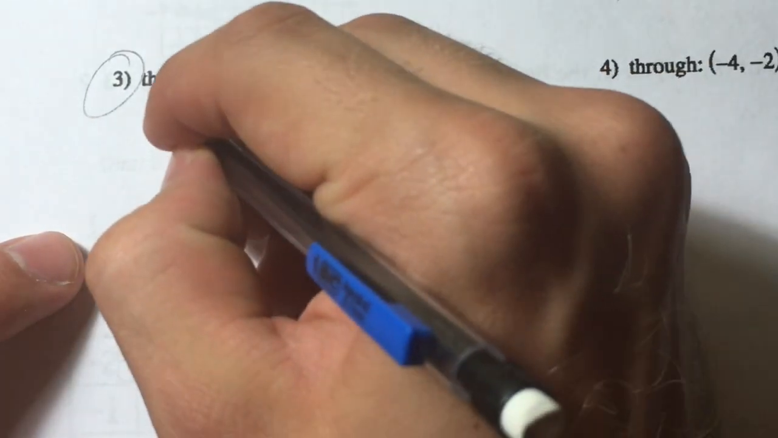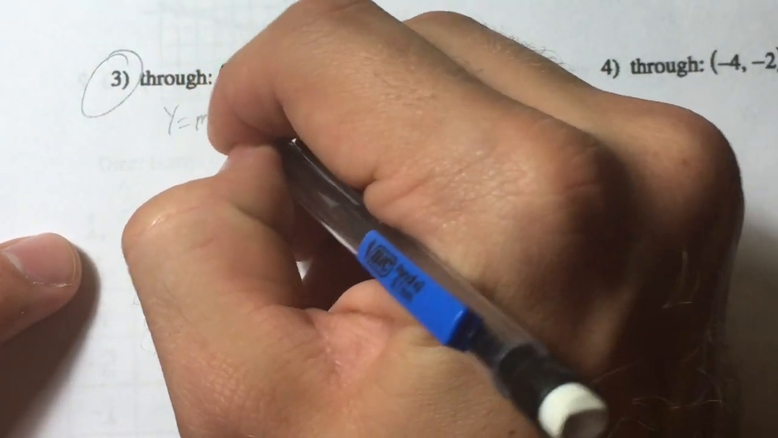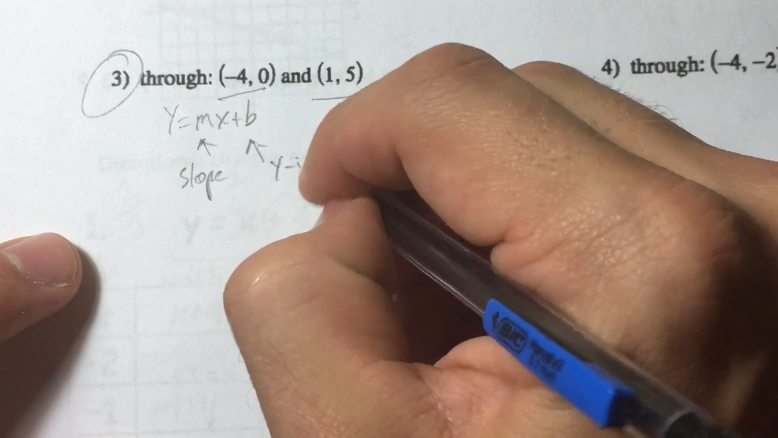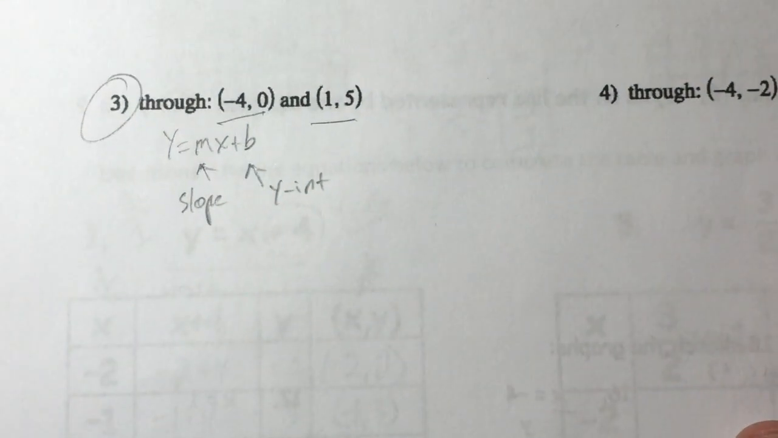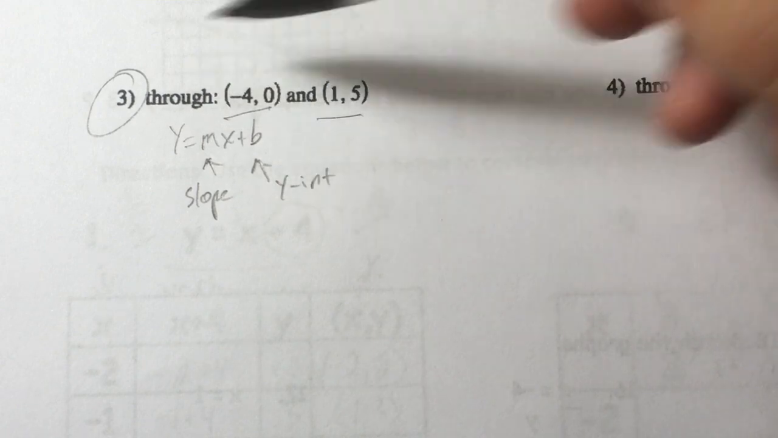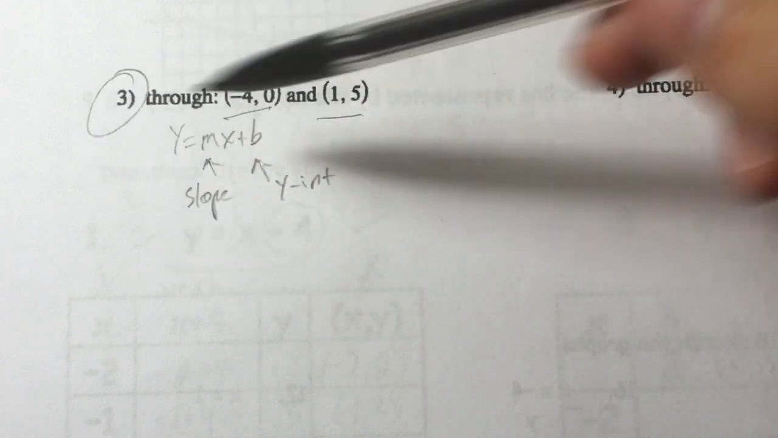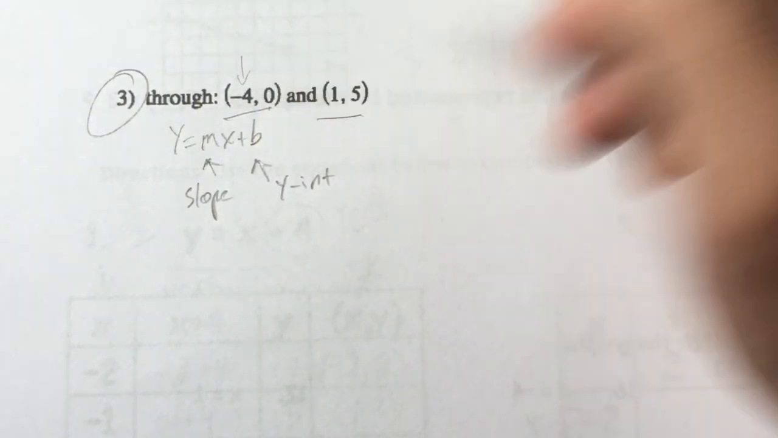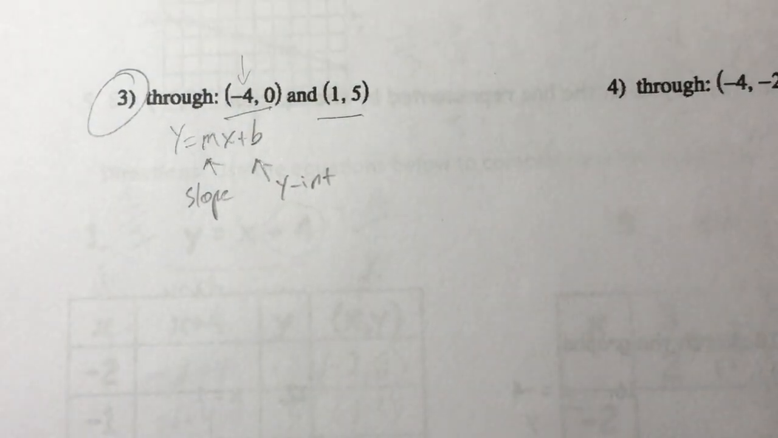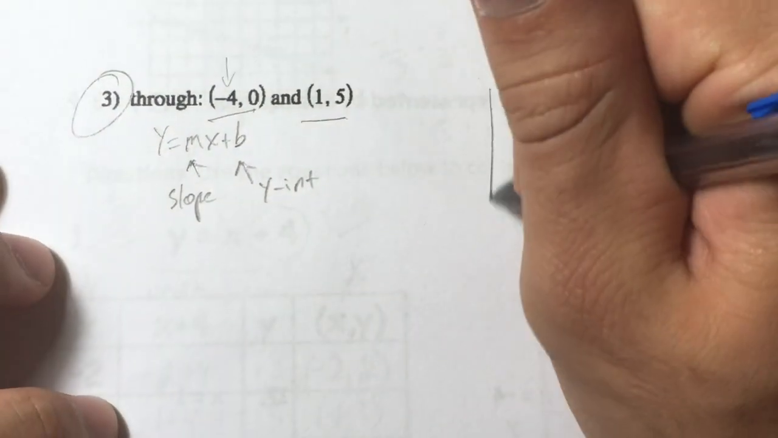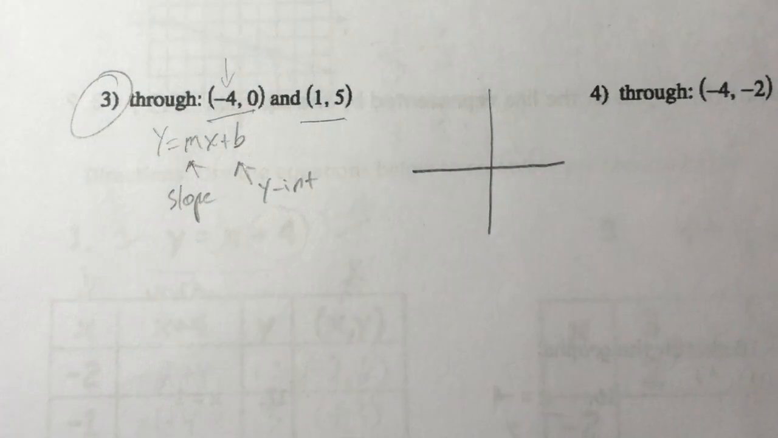So again, I'm going to rewrite my equation y = mx + b. So I need to find a slope, and I need to find my y-intercept. I'm not really sure what my y-intercept is here, and I'm also not really sure what my slope is, especially because there's this negative value here.